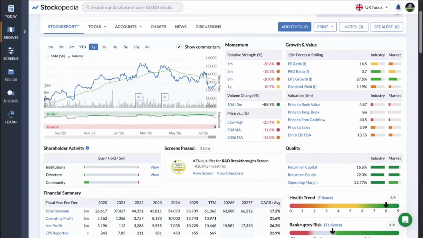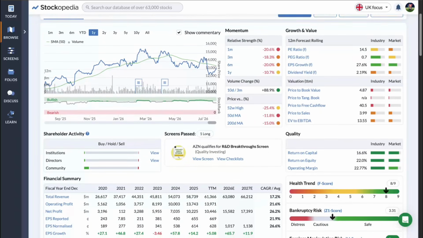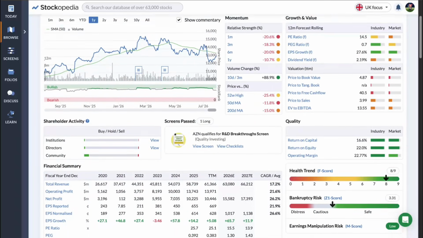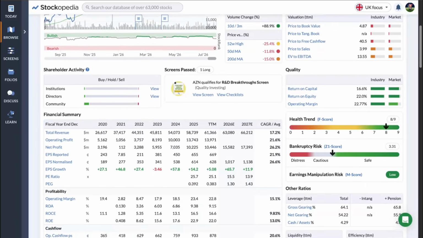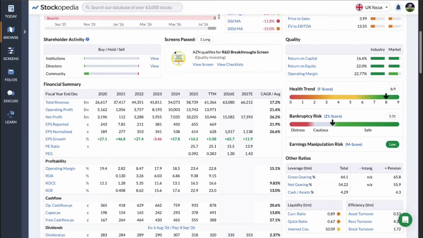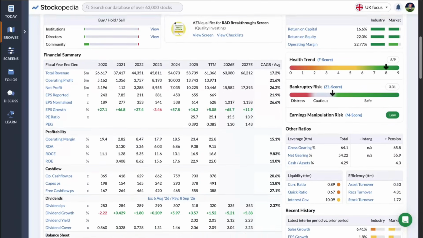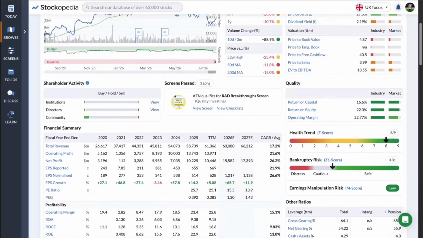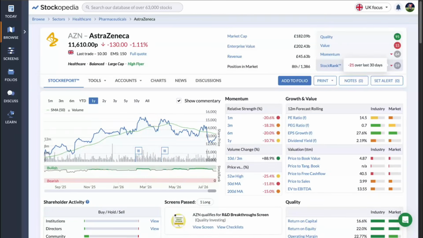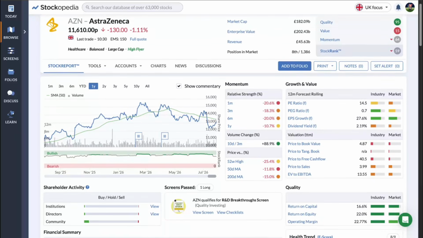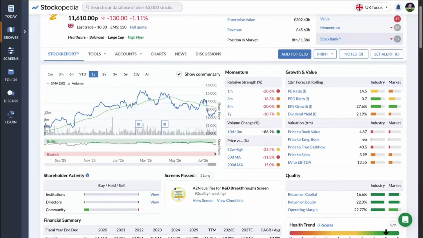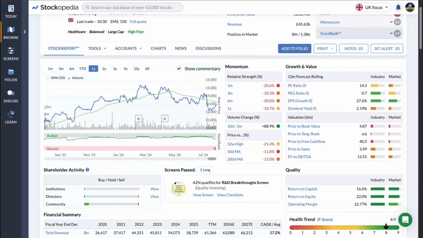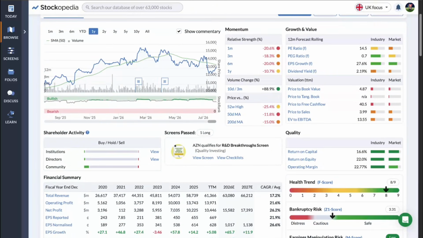AstraZeneca's latest earnings once again demonstrated why it's one of the FTSE 100's highest quality companies, delivering strong revenue and earnings growth, continued momentum across its oncology and rare disease franchises, and maintaining confidence in its long-term outlook. Interestingly, their stock rank score has actually dropped down to 59 over the last 30 days following the recent share price drop, despite still boasting an exceptional quality rank score of 95.